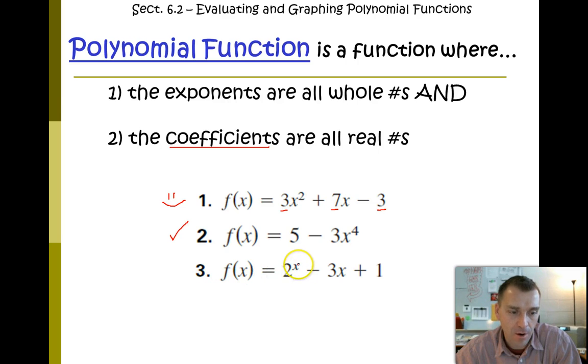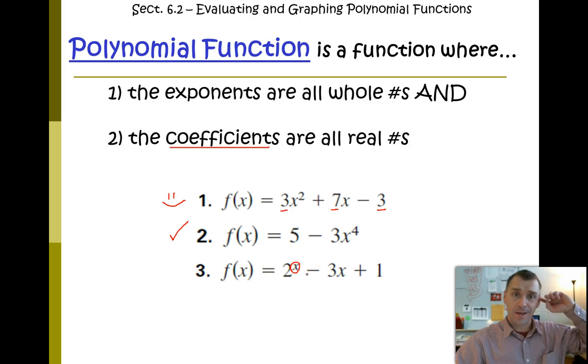Example 3. Look here. That exponent right there is not a whole number. That's a variable. Now, could it be a whole number? Sure. But you could put pi in there. You could put 2 raised to the pi power. Why would you? I don't know. But x is anything. It could be a variable. It could be a letter. It could be anything. It certainly doesn't have to be a whole number.